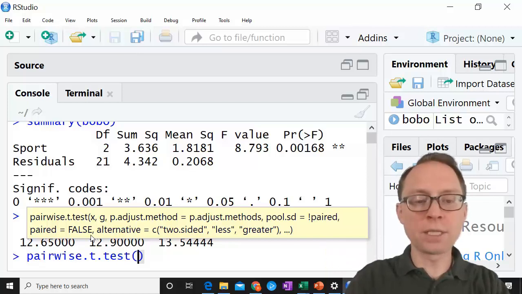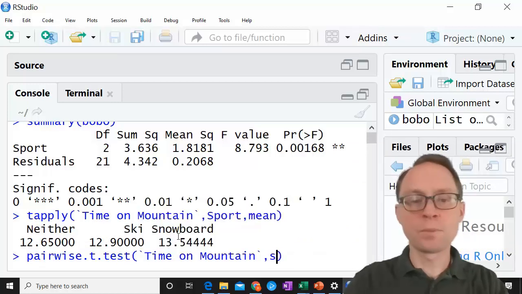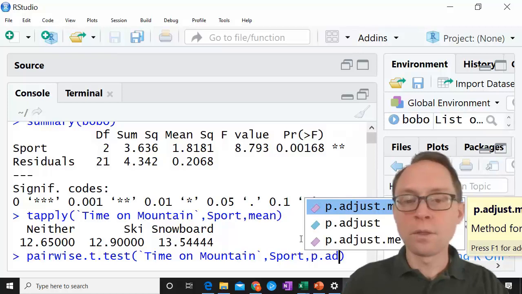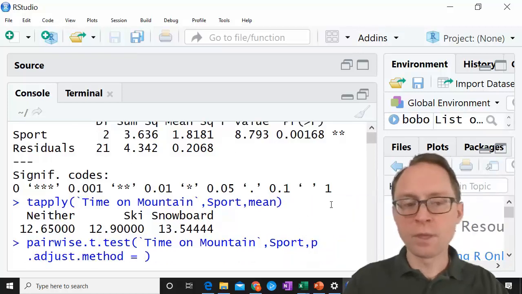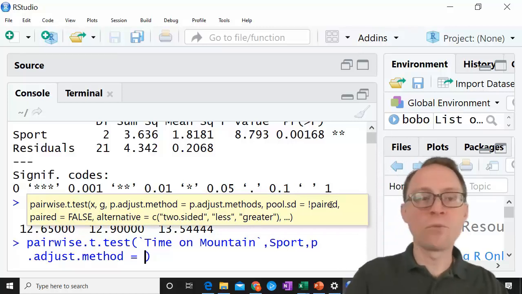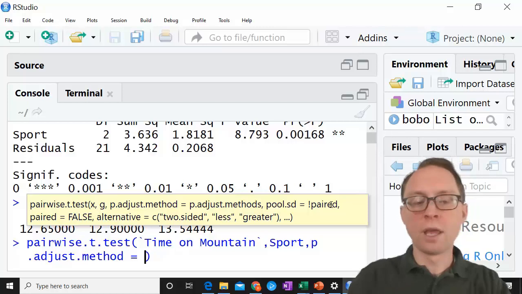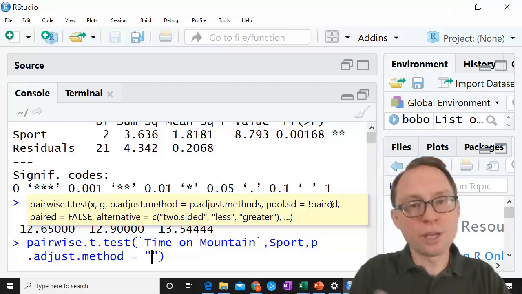So I want to know a pairwise t-test based on the time on the mountain, comma, sport, comma, and then the p-adjust method equals. We have to adjust the way we get the p-values, because if we don't do this, we're not going to be strict enough in our p-values, right? It's likely that we would get these just by chance. So we got to adjust it. And the way we're going to do this, we're going to put it in quotes, is we're going to do Bonferroni. Bonferroni is an adjustment method.